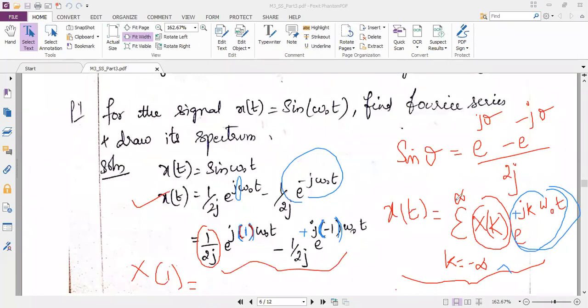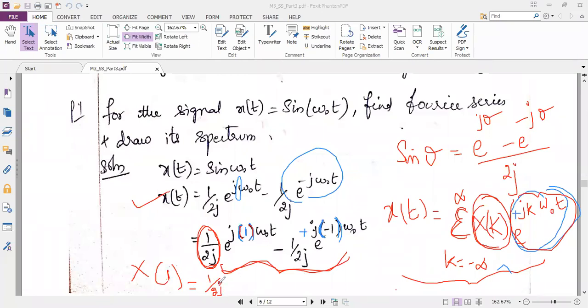So in the original formula, we have a summation. Assume that the summation is expanded such that we are getting two terms. Then in the formula, we have e power term. So leaving e power term, along with e power term, we have x of k. Whatever is present over here is nothing but your x of k. So x of k in particular, it is x of 1. So I can write my x of 1 value as 1 divided by 2j.